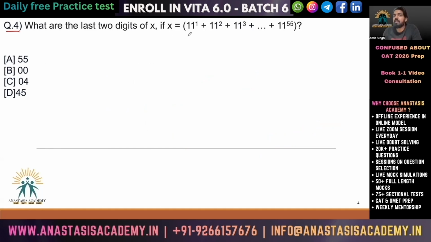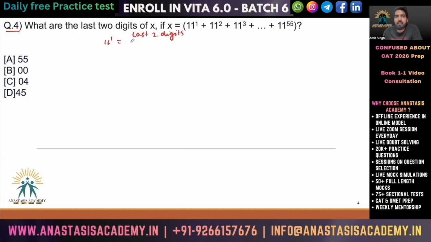So we need to add the last two digits of these numbers, but there has to be some pattern, because the question never expects us to add all those values till 11 raised to the power 55. Okay, let's find that pattern. So 11 raised to the power 1, what would be the last two digits?